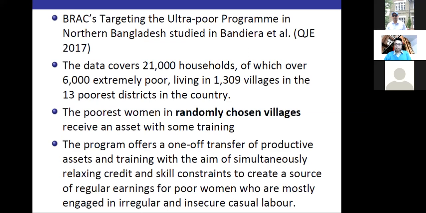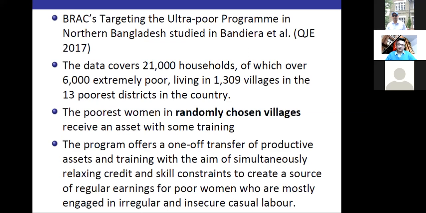And that is defined in terms of ex-ante asset classification thresholds, right? If you have certain assets below a threshold, then you're labeled extremely poor, otherwise nearly poor, et cetera. Now, these are about 1,300 villages in the 13 poorest districts in the country. And the poorest women in randomly chosen villages receive an asset with some training, okay? And this asset, typically the modal asset choice that the women made was basically a cow, like livestock, because that is the most desired asset in this particular setting up to a certain level.